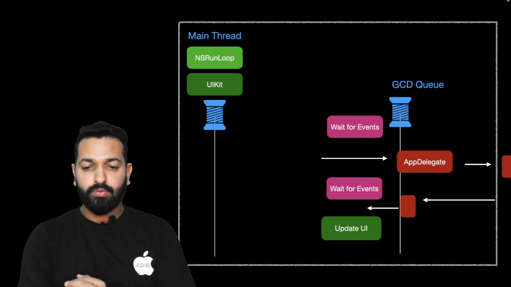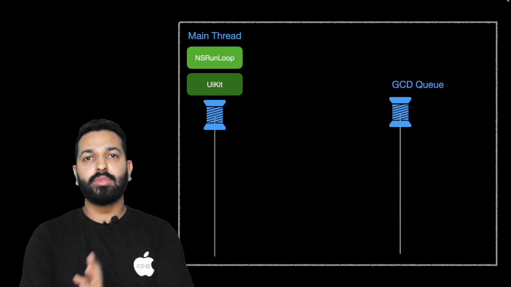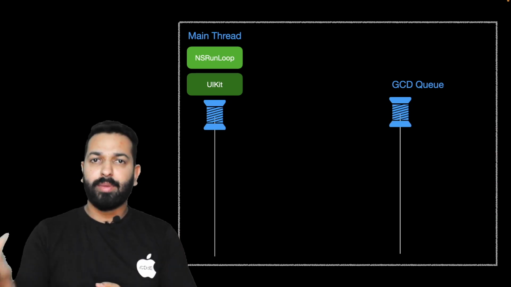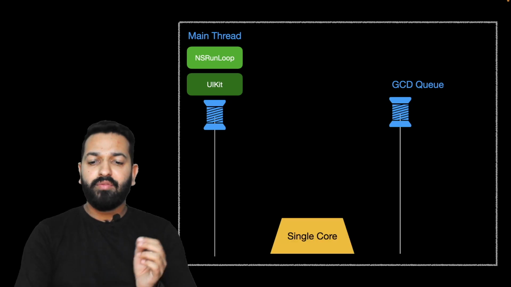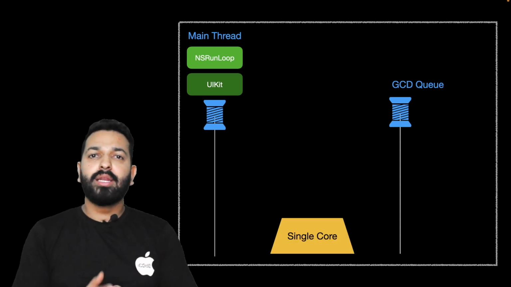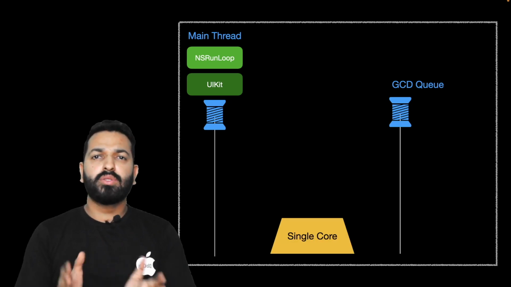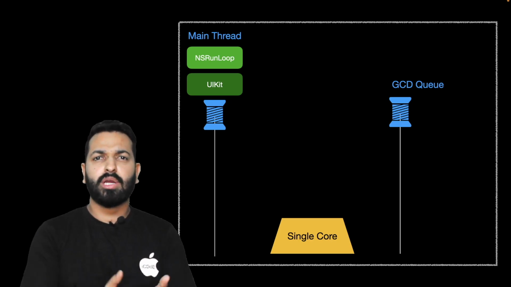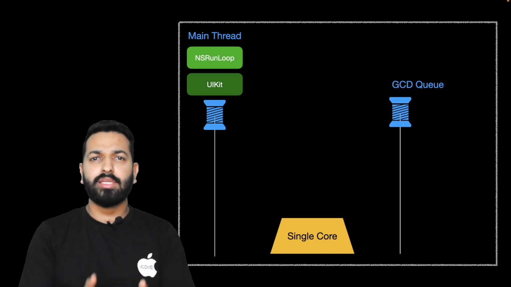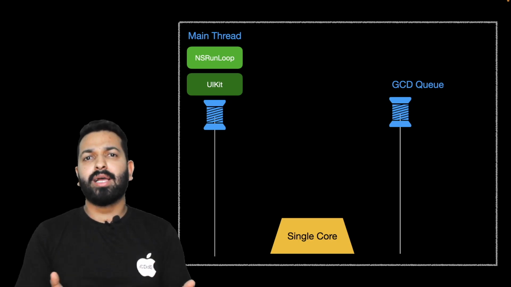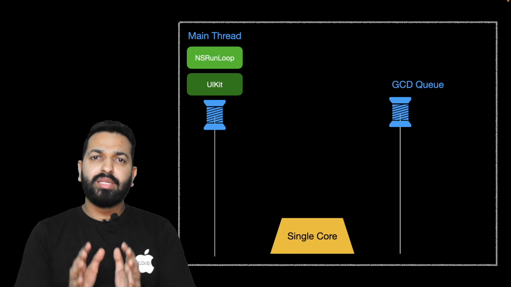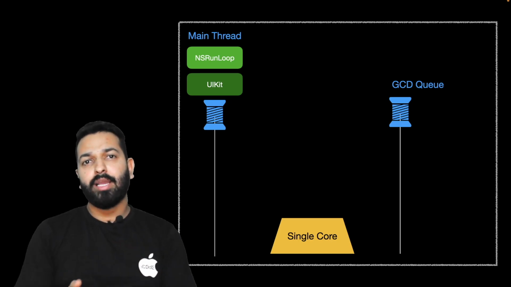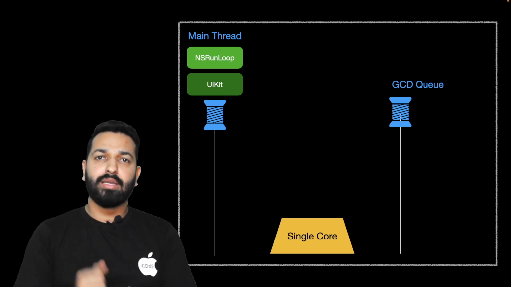So let's remove all of these for now, and just focus on these two threads. One is your main thread and one is the background thread created by the dispatch queue, GCD. Now you have two of them, and imagine that you have a single core. Although this is not the case these days, we have very advanced processors, quad core, hexa core, octa core, with so many cores for executing so many tasks in parallel. But just for simplicity, for understanding the problem, imagine that the device on which your application is running has one single core.